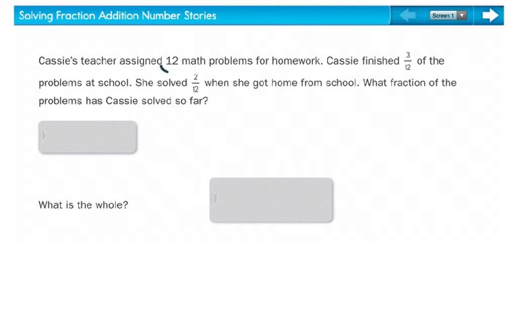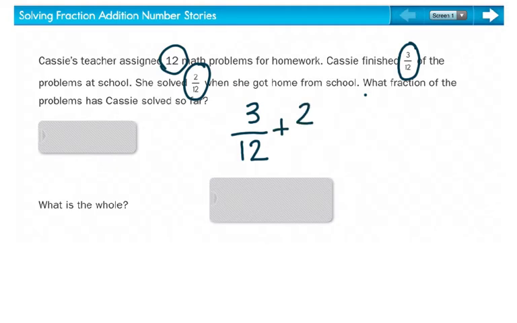Cassie's teacher assigned 12 math problems for homework. Cassie finished 3/12 of the problems at school, and she solved 2/12 when she got home from school. What fraction of the problems has Cassie solved so far? Notice the problems have not changed. There are still 12.